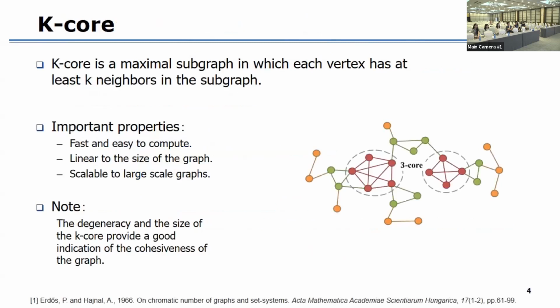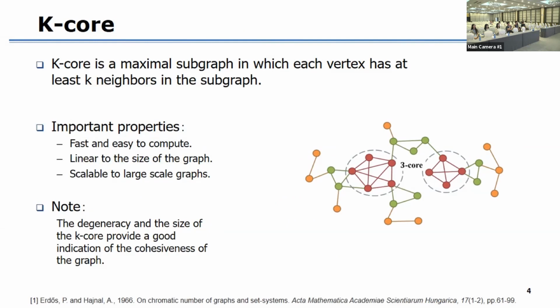K-core is a maximal subgraph in which each vertex has at least k neighbors in the subgraph. It is widely used in different problem settings to identify cohesive subgraphs due to the following important properties. First, it is fast and easy to compute. By iteratively peeling vertices not satisfying the degree constraint, the k-core can be computed in linear time regarding the graph size, and is thus scalable to large graphs.